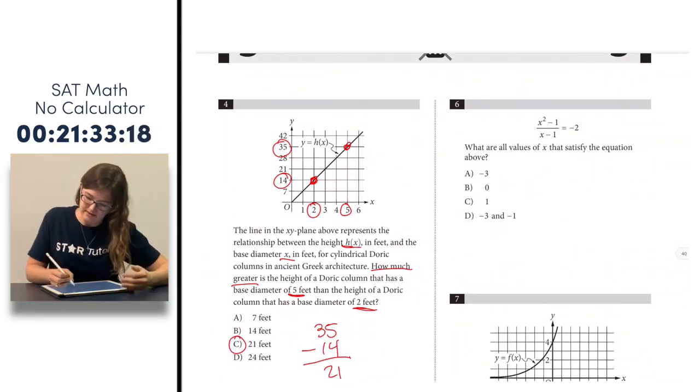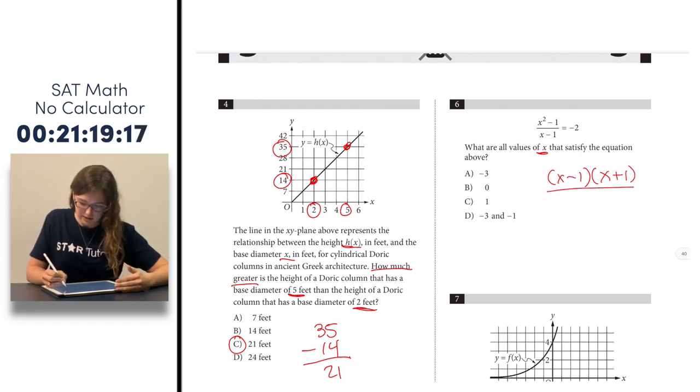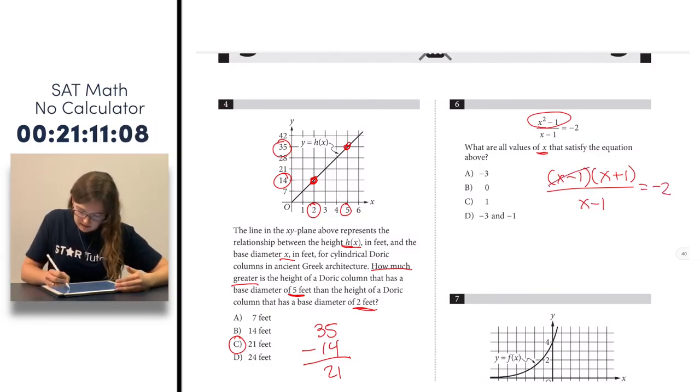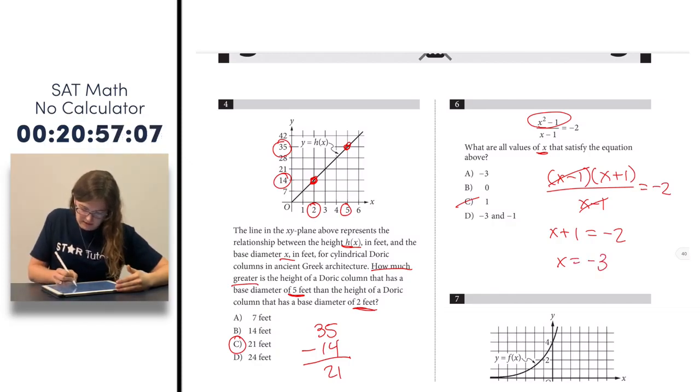What are all values of x that satisfy the equation above? On the top, I'm noticing this is a difference of squares, so I'm going to write it as a difference of squares. That's x minus 1 times x plus 1, which is x squared minus 1, over x minus 1 equals -2. So that means I could cancel those x minus 1s. I'm assuming x isn't 1, so it can't be C. And then x plus 1 equals -2, so I get x equals -3. Notice -1 is a possible solution here, but I can't plug in -1.